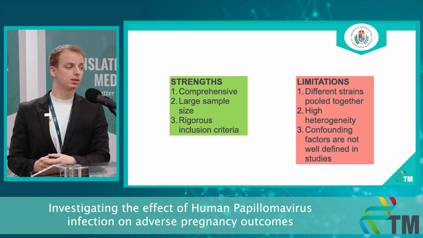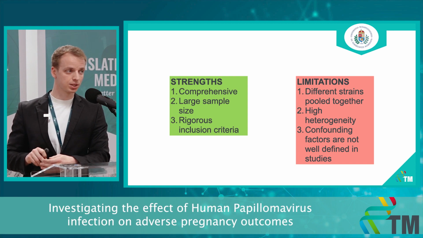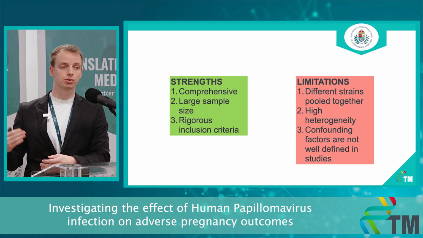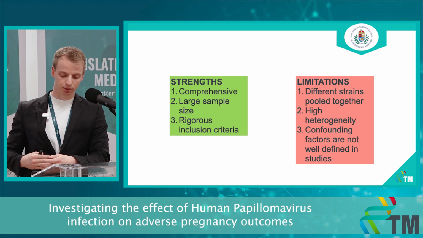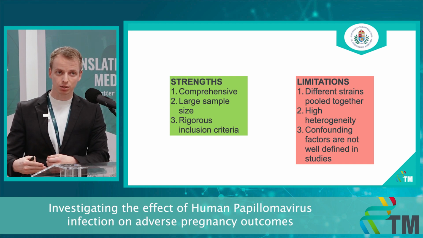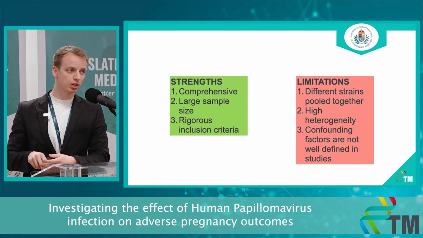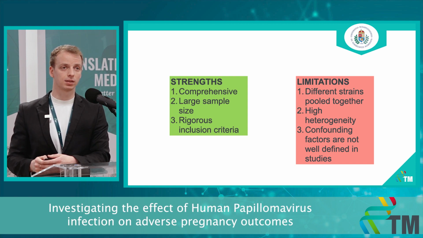The strength of our analysis was that it was a quite comprehensive study with a large sample analysis and a rigorous inclusion-exclusion criteria. But there were, of course, some limitations as well, such as different strains were pooled together with a high heterogeneity among the studies, and also the confounding factors could not be assessed very well because they were not very well defined in the studies.